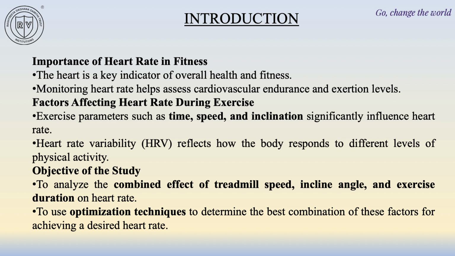In this experiment, I've determined three factors, which are time, speed, and inclination. These factors significantly influence the heart rate. The objective of this study is to analyze the combined effect of treadmill speed and inclination angle, and also the duration of each factor level, and to use different optimization techniques to determine the best combination of these factors for achieving a target heart rate. I have chosen particle swarm optimization, and I'm going to obtain the data from there and use the results to plot in Minitab.